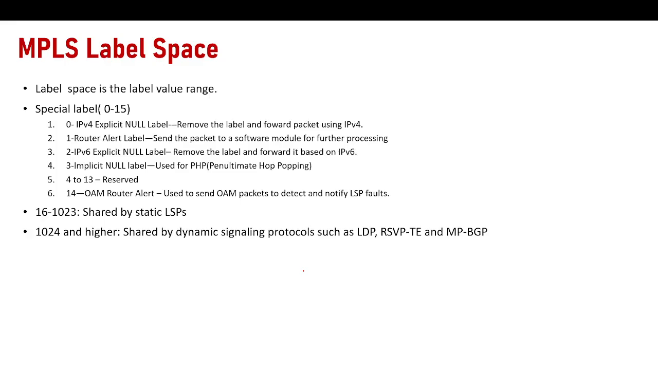If you are configuring static LSPs, static label switched paths, on your network, you will be using this range of labels, 16 to 1023. This one will be used for static LSPs. And then you have 1024 and above, which is shared by the dynamic signaling protocols like LDP, RSVP, or multiprotocol BGP. So that is the label space.